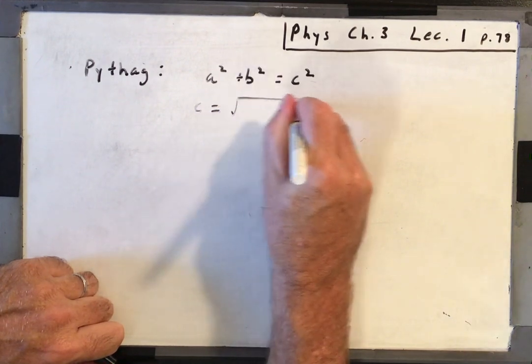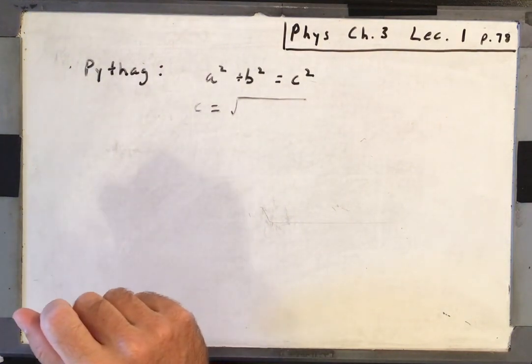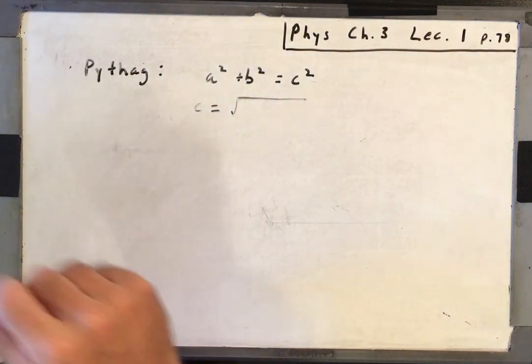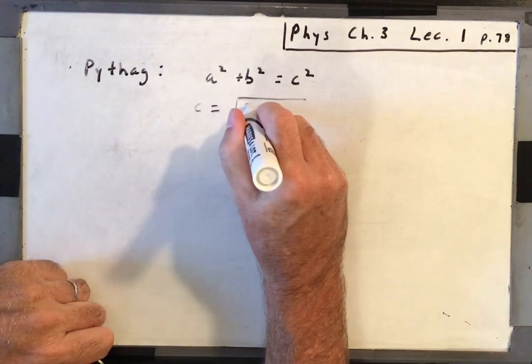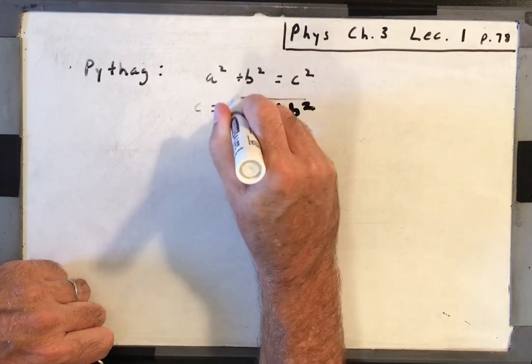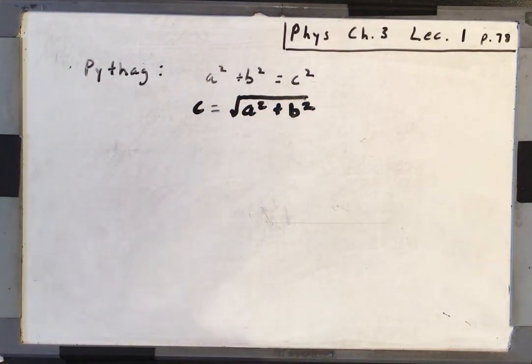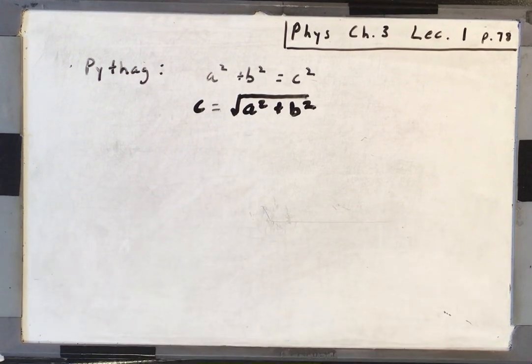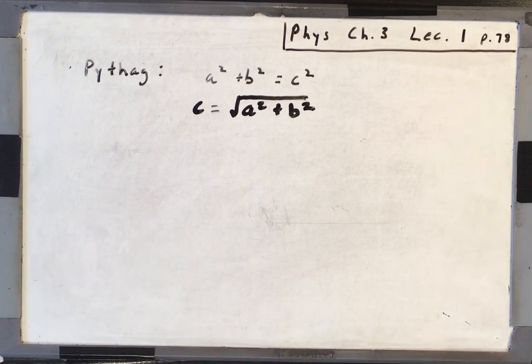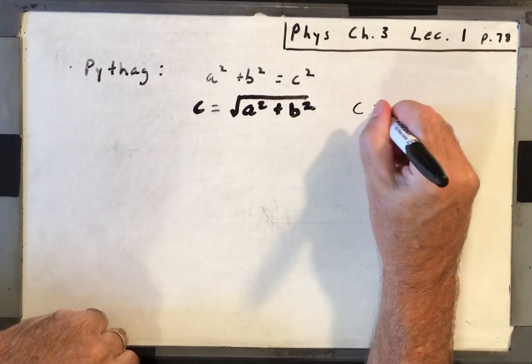the square root, and all my markers are pooping out on me. Let's see if this will work. The square root of A squared plus B squared. That marker's way too thick. Let me get another marker real quick. Okay, and where C is equal to the hypotenuse.